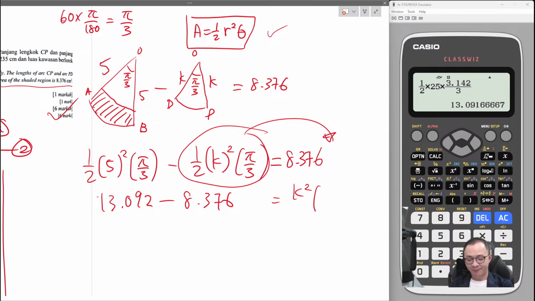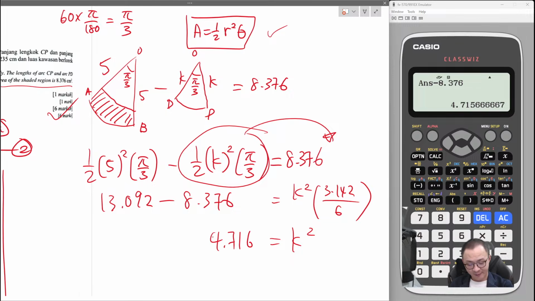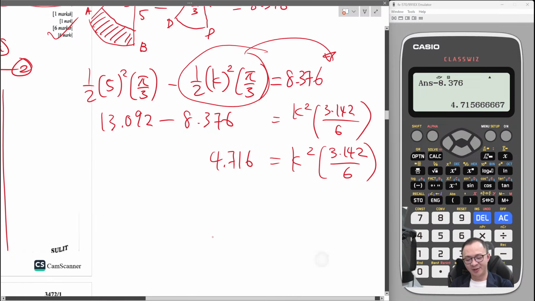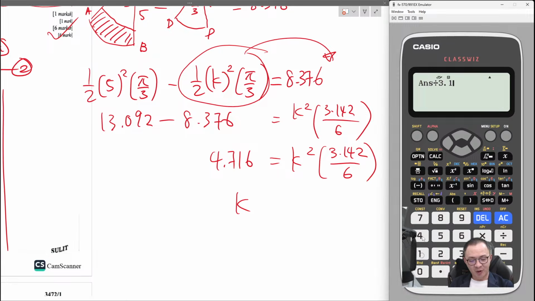So k squared, 3.142 over 6, isn't it? Because 2 times 3, I get 6. Okay, so this number minus 8.376. So I got k squared. Never mind, write out one by one. Write one more time, even though I'm a bit lazy to do that. Then this number going to divide 3.142 over 6. And then I got some weird number, which is k squared equals to 9. Then k equals to 3.